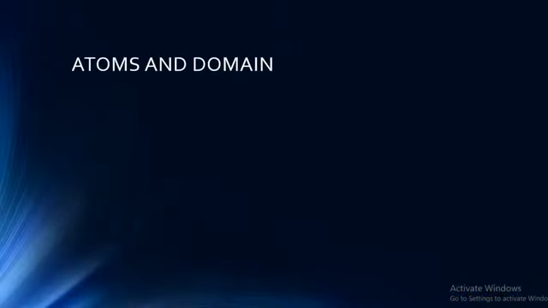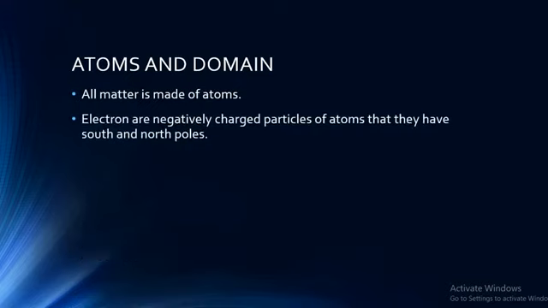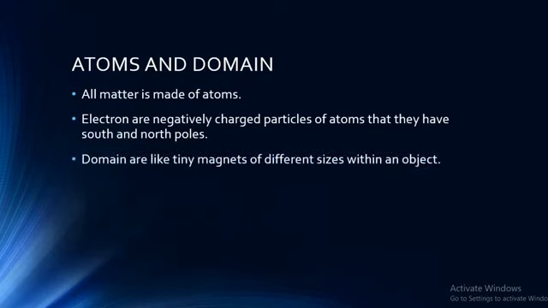We're starting with atoms and domains. All matter is made of atoms. Electrons are negatively charged particles on atoms, and they have south and north poles. Domains are like tiny magnets of different sizes within an object. So we already know, as we explained before, that each magnet has two poles.